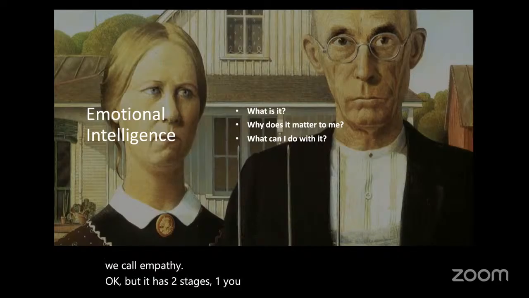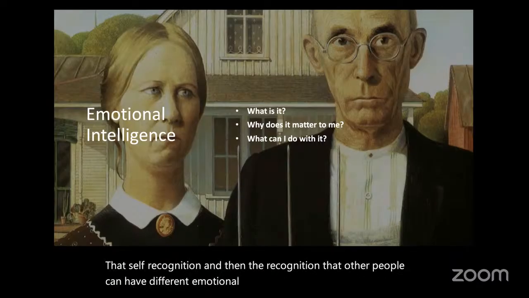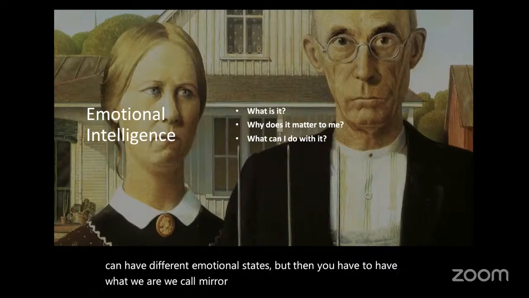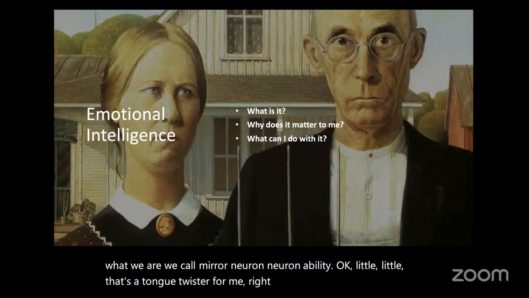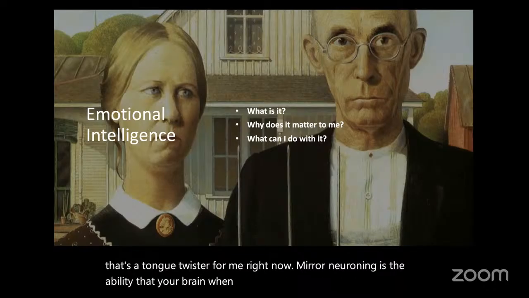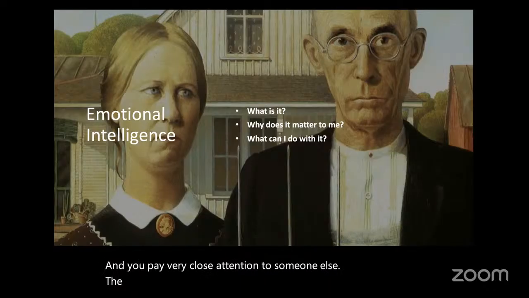One, you have to develop the theory of mind, that's self-recognition, and then the recognition that other people can have different emotional states. But then you have to have what we call mirror neuron ability. That's a tongue twister for me right now. Mirror neuroning is the ability that when you pay very close attention to someone else, the neurons in their brain start to fire in your brain.